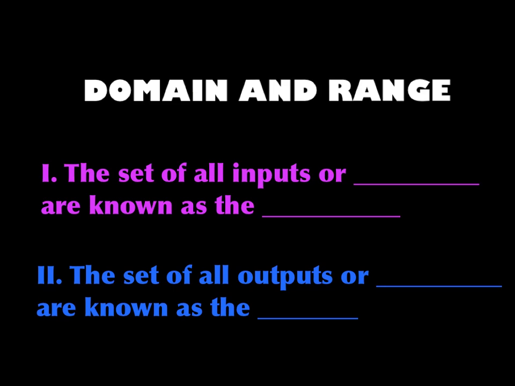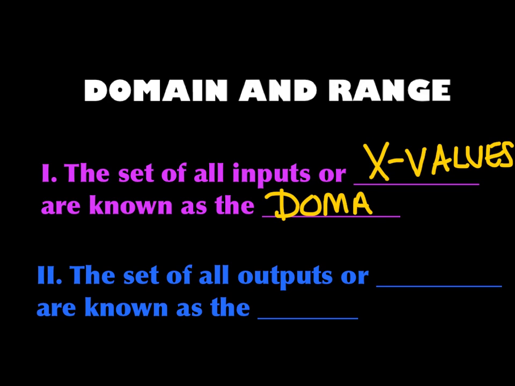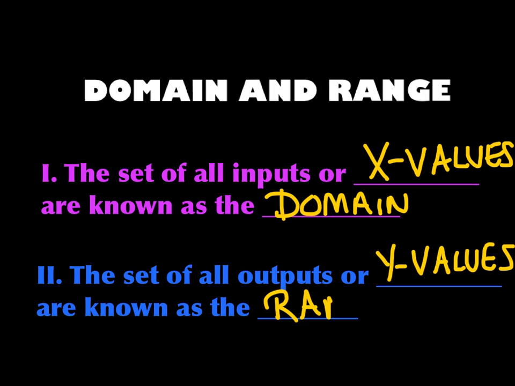So let's go ahead and get these definitions down. 1. The set of all inputs, or x values, are known as the domain. And 2. The set of all outputs, or y values, are known as the range. Maybe that sounds familiar to you, and that's awesome. You probably talked about it in Algebra 1, but we'll review it again here in Algebra 2. So what we need to get down is that the x values are referred to as the domain, and the y values, or the outputs, are referred to as the range.